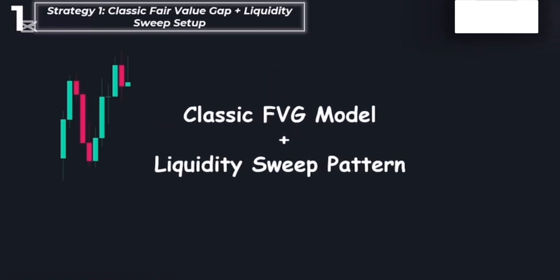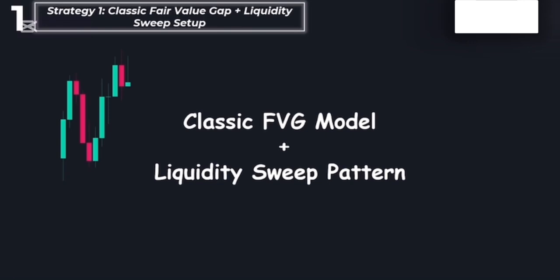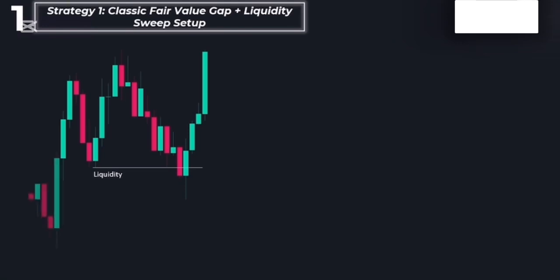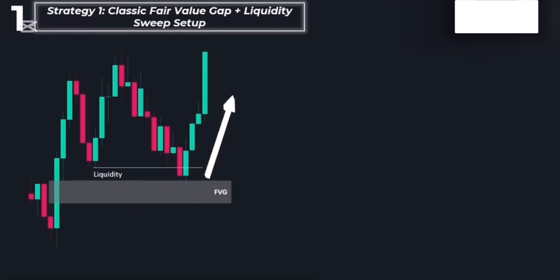This powerful setup combines the classic FVG model with a liquidity sweep pattern, and it works beautifully in both bullish and bearish market conditions. In a bullish market profile, this setup plays out when price sweeps sell-side liquidity, such as the lows of a key demand zone, a major low, or a cluster of lows, right before tapping into an unmitigated bullish classic FVG. Once the fair value gap is filled, price usually reverses sharply and continues in the upward direction, resuming the trend.